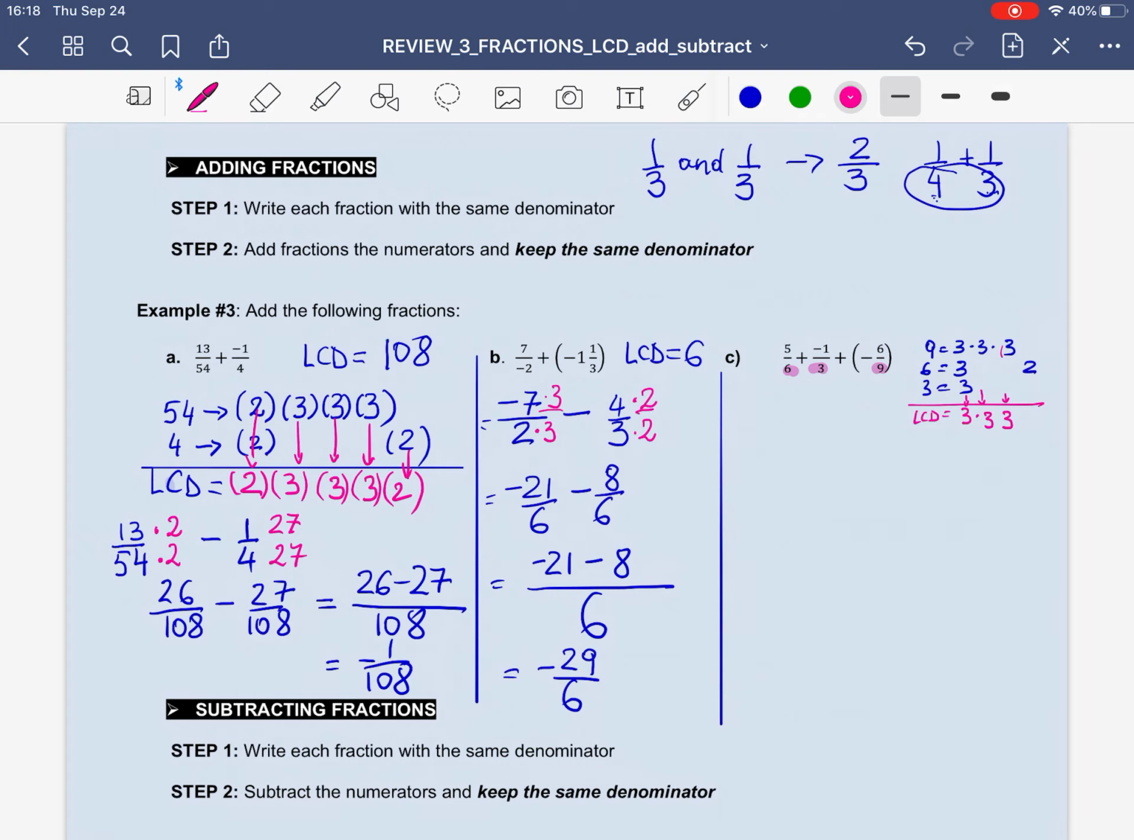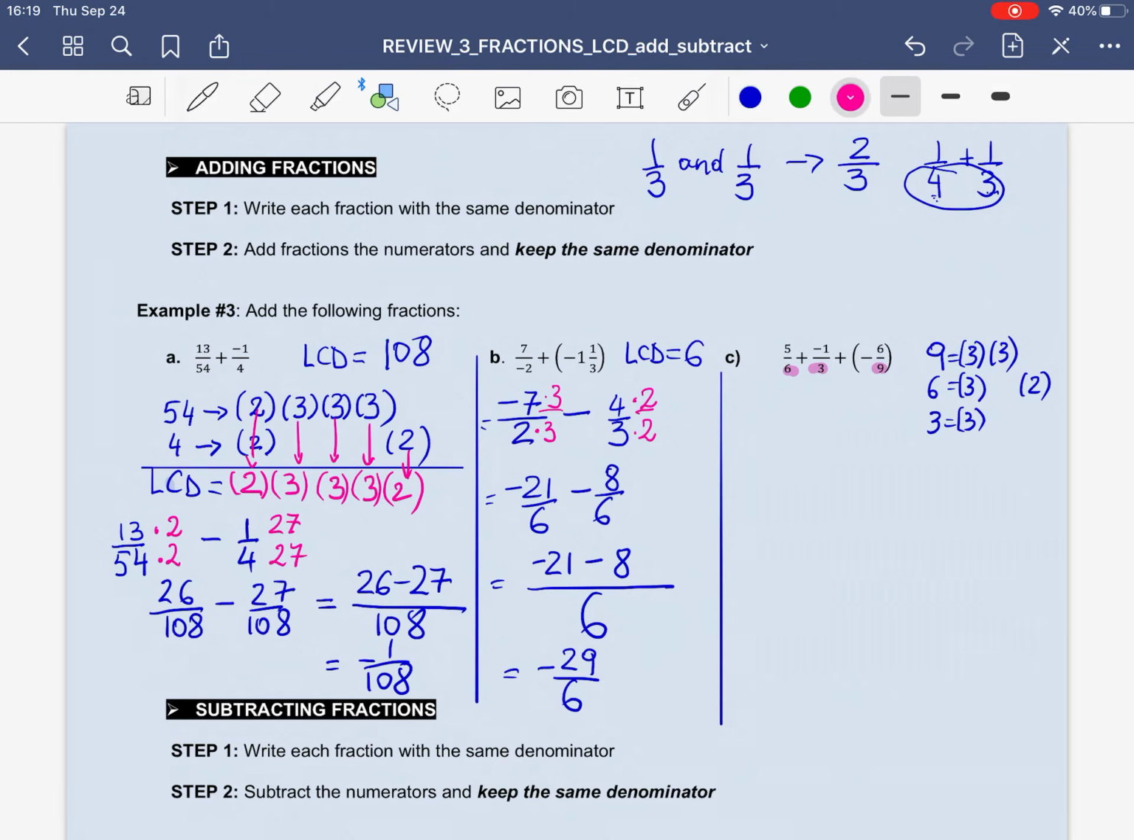Oh, sorry. We got an extra 3 here. I'm sorry about this. I made a tiny mistake. So here, 9 equals 3 times 3. 6 is 3 times 2. And 3 is simply 3 times 1.